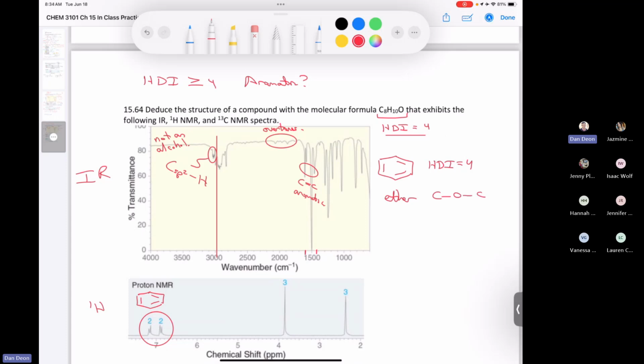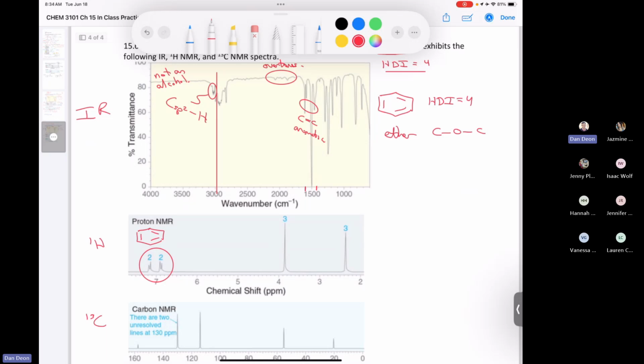If we look at the proton, we've got 4 protons in the aromatic region. And we've got a singlet for 3 and a singlet for 3. If we have a singlet for 3, that has to be a methyl, and this has to be a methyl. So you can see it's kind of starting to come together here.